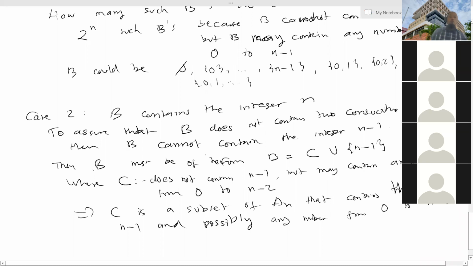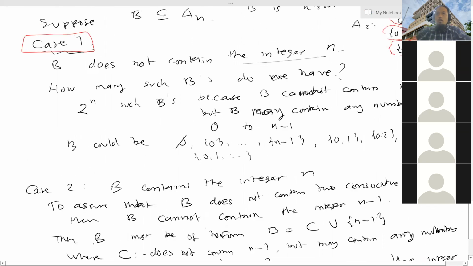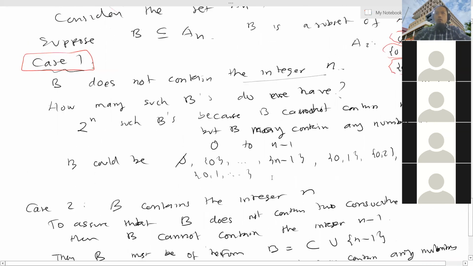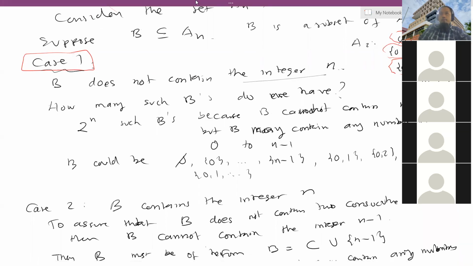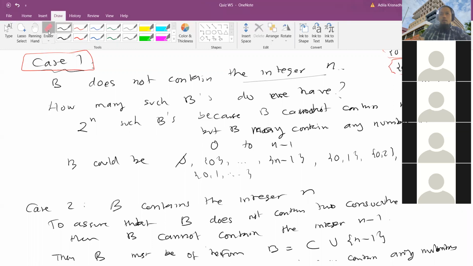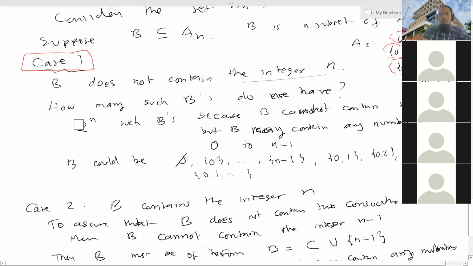So what is C in this case? C is actually a subset of, sorry, I think I made mistakes. Do I make mistakes here? Now should be 2 to the power of n, right? So it should be B can contain n. Oh, okay, sorry, let me do it again here. Let me repeat this part. I think I made mistakes here.